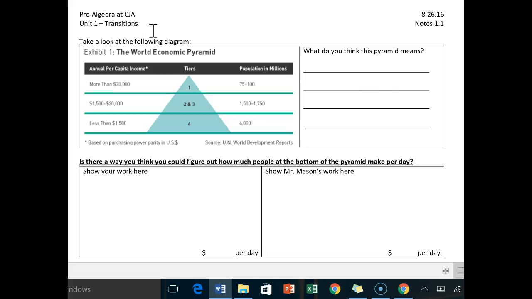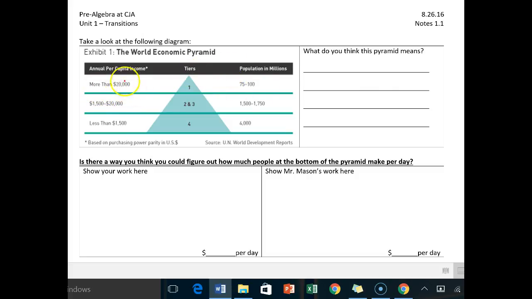And the theme in this unit is going to be all related to the world around us and the goal of what our lives should be, which you're going to find out a little bit later today. So let's take a look at this diagram. We have this pyramid here that says the World Economic Pyramid. And what this is saying is this is how much people make per year, and this is how many people make that per year. So take a look at this.